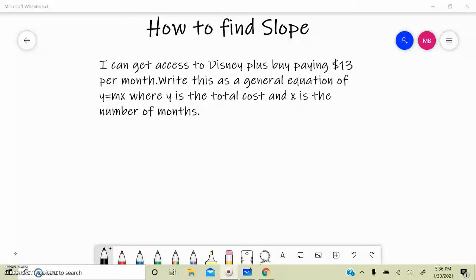Today we're going to discuss how to find slope. We're going to start by using word problems. So let's take a look at this one. I can get access to Disney Plus by paying $13 per month.